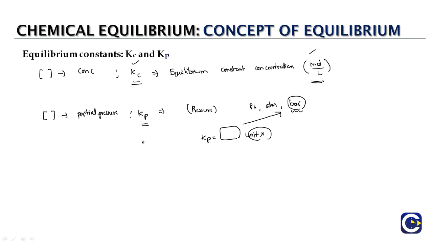Of course, it is not like we have only two equilibrium constants. There are also other equilibrium constants that are beyond our purview here, like we may have K chi. Chi represents mole fraction, where we can talk about the relation between the mole fractions of the product substances and the mole fractions of the reactant substances. Here in our purview we'll be mainly focusing on the equilibrium constant measured with respect to the concentration, Kc, and the equilibrium constant measured with respect to the partial pressure, Kp. So this is the idea of equilibrium constants.